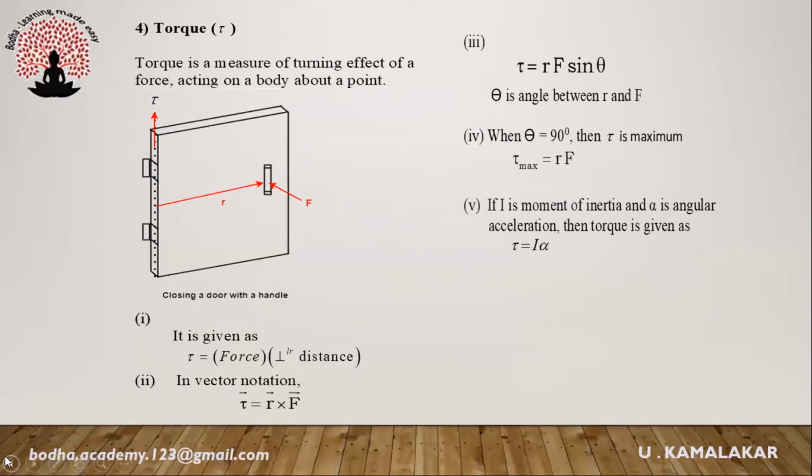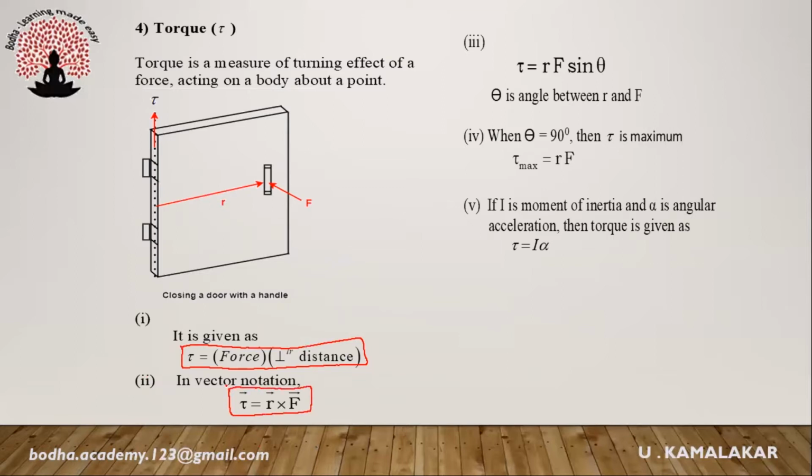Torque. Torque is a measure of the turning effect of a force acting on a body about a point. Consider a door closed by applying a force F on the handle. The door will turn about its hinges. Let r be the perpendicular distance between the axis of turning and the point of application of force. Then torque is given as force into perpendicular distance. That is, in vector notation, torque tau bar is equal to r bar cross F bar.